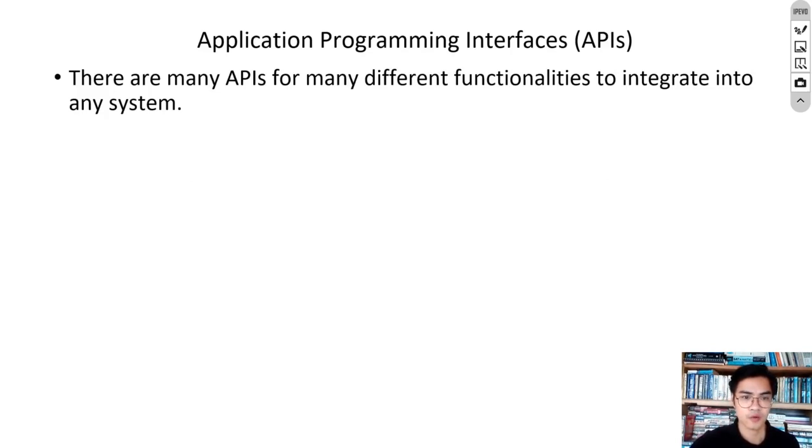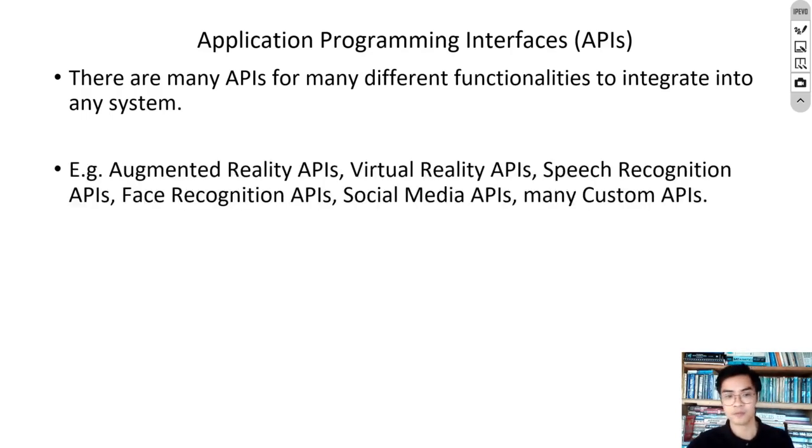Okay, so there are many APIs for many different functionalities to integrate into any system. Like the example that I gave earlier, if you have a mobile app and you want to integrate different functionalities into that system, but you don't know how to write or code it, you can just look for an API that does it for you, and then you sync that API into your app. Okay, so this is what you're going to study in your final project for the course.